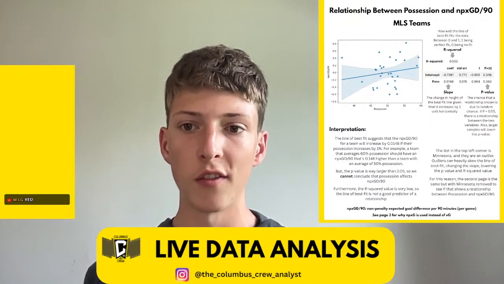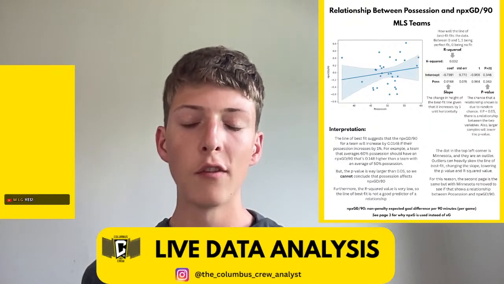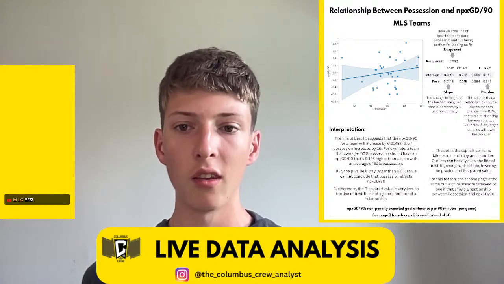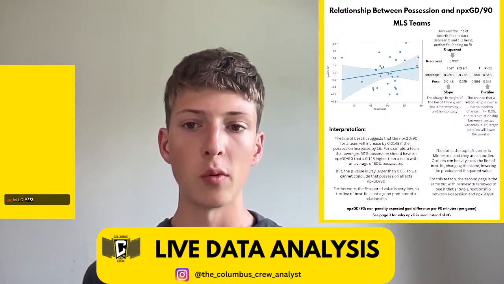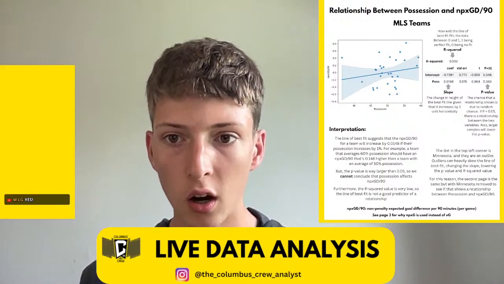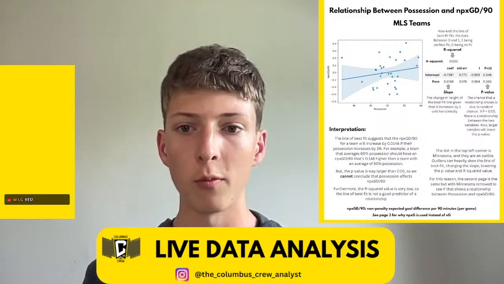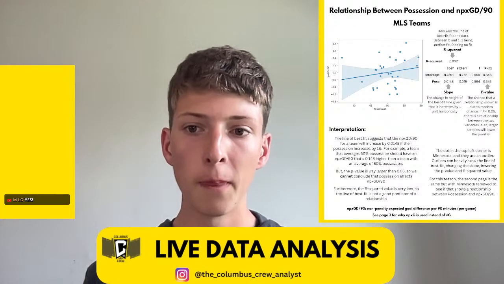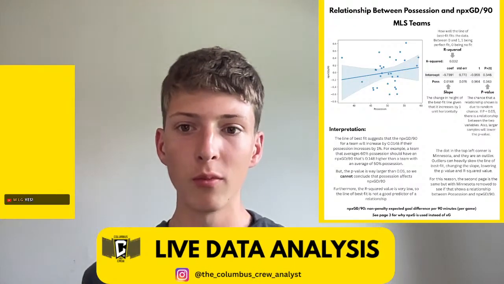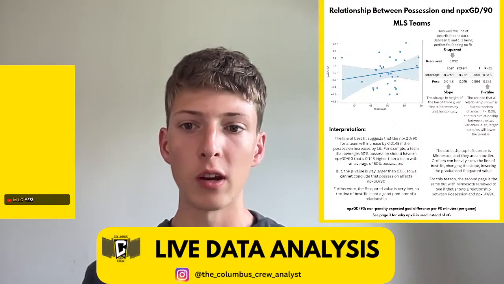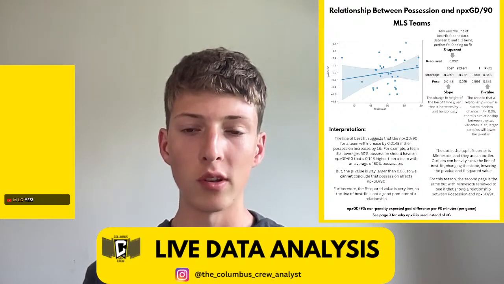And same with R squared. If it's a high value, then the data fits. If it's a low value, the line doesn't fit the data. And in this case, our R squared value is 0.032, so very low, which means that the line does not fit the data. Our p-value is 0.343, so I mean it's pretty high. It's way higher than 0.05.